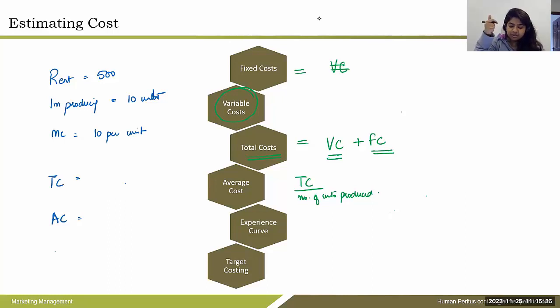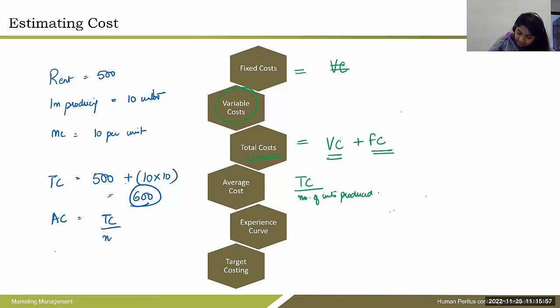Total cost is fixed cost plus your variable cost. Absolutely correct, Richa. Your total cost is 600. 500, which is my fixed cost, plus variable: 10 units I'm producing into 10 per unit. So 100, that makes it 600. Average cost, 60. Sumita, absolutely correct. So total cost divided by number of units, which is 600 divided by 10, 60. So everybody is clear with these four terms.